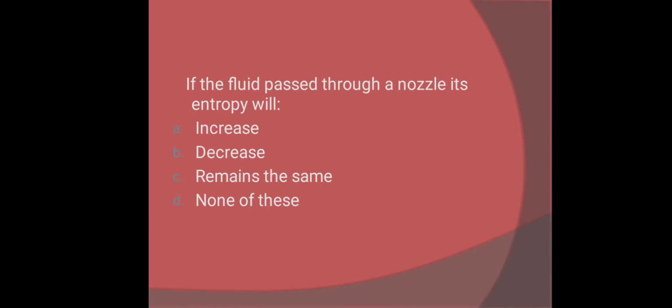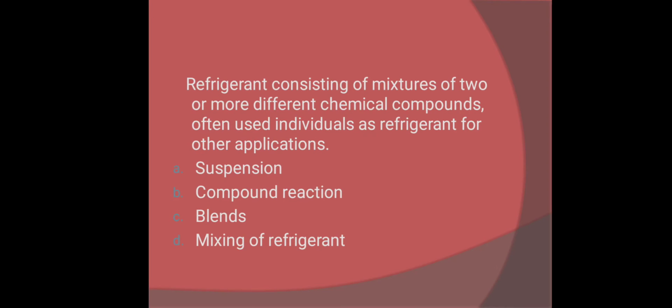If the fluid passed through a nozzle, its entropy will blank remains the same, letter C. Next, refrigerant consisting of mixtures of two or more different chemical compounds, often used individuals as refrigerant for other applications. Sagot dyan ay blends, letter C.